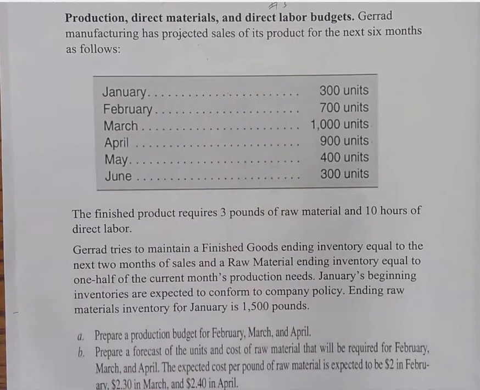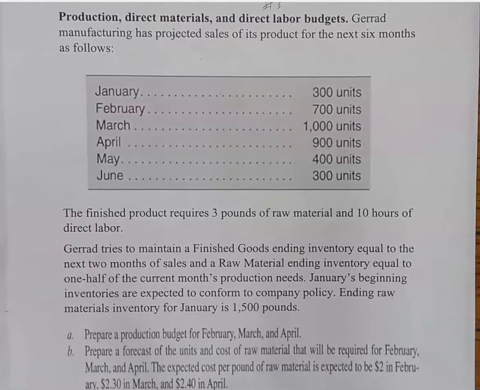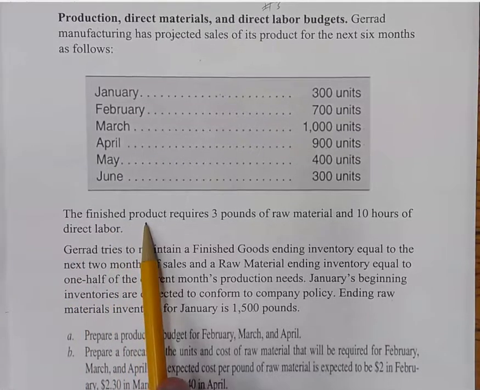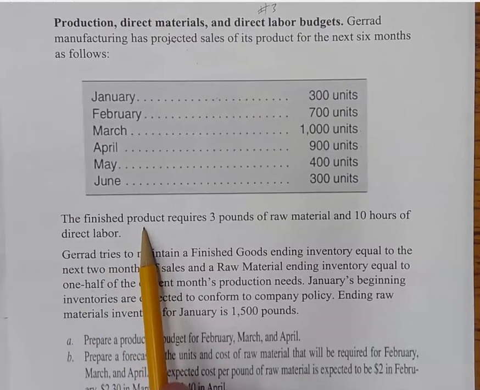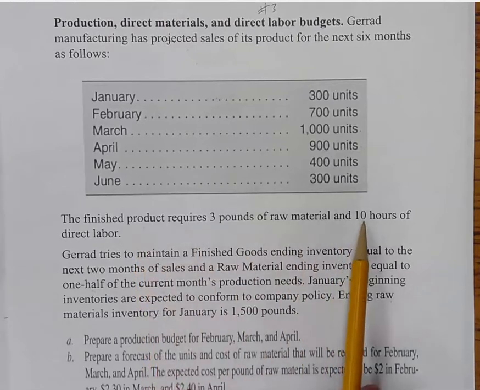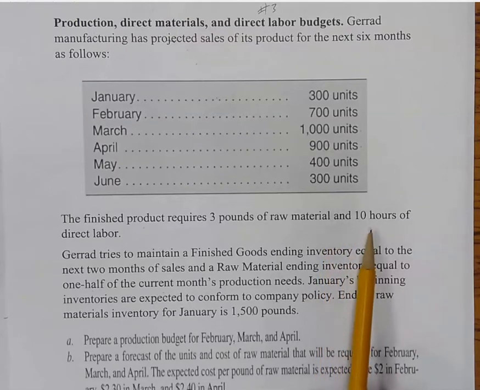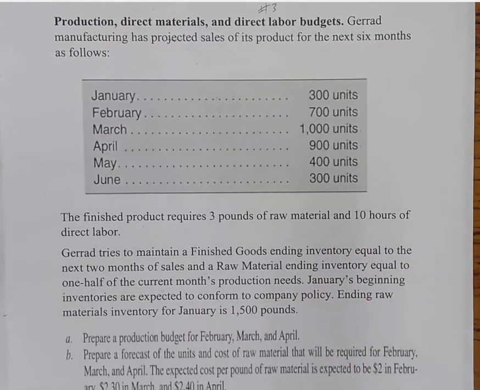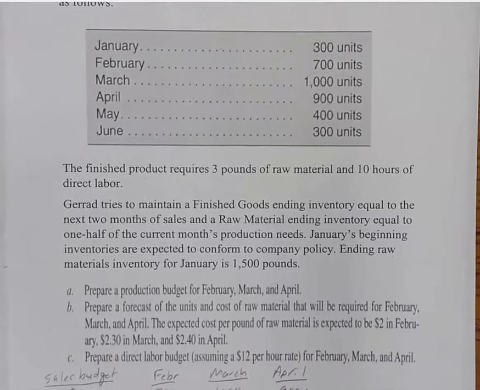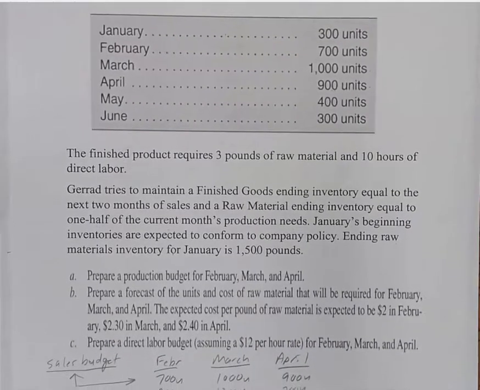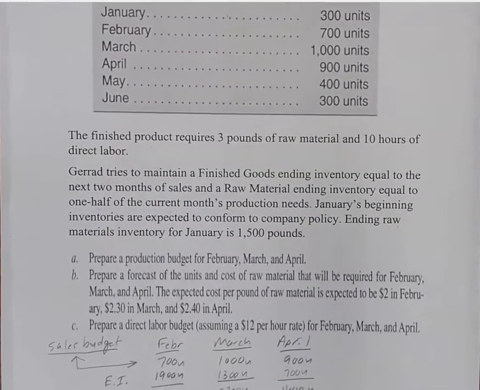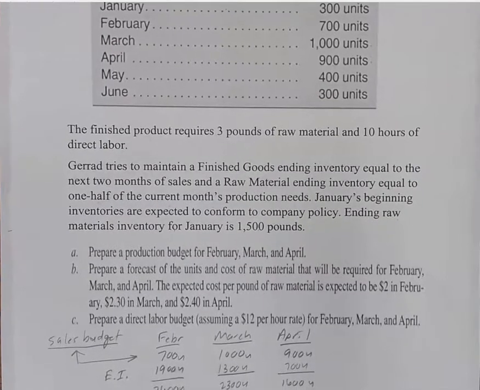So what do we need to know? It says that the finished product requires, and I'm going to skip over to the direct labor, 10 hours of direct labor per unit. So every unit that is produced requires 10 hours of direct labor. Okay? Most of the rest of this information here, you're welcome to take a screenshot of this as we go if you don't have a physical handout in front of you.